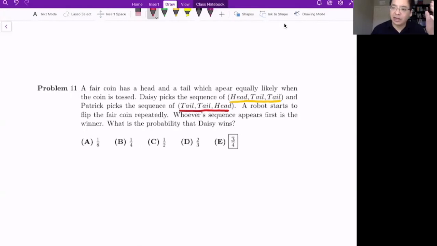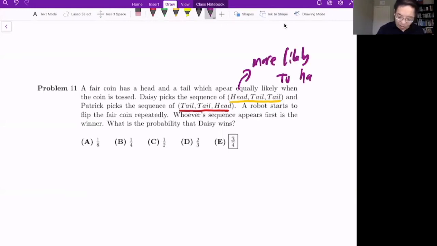When you first look at this, you might think, oh, head, tail, tail and tail, tail, head, they're kind of similar, right? If you just focus on these 3 outcomes, for each of them the chance is 1/8. That's 1/2 times 1/2 times 1/2. So you might think it's equally likely, each with 1/2. In fact, that's not the case. What we have is that this one is more likely to happen. Now, why is that?